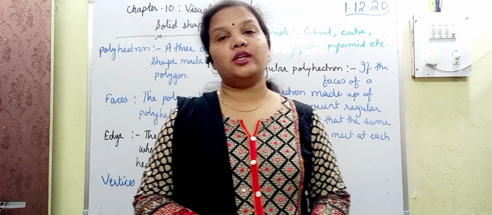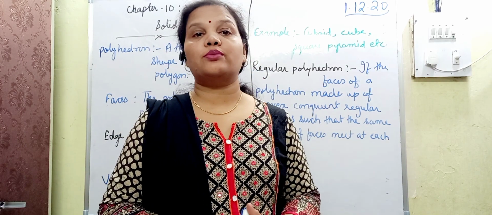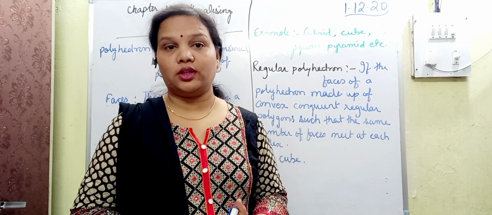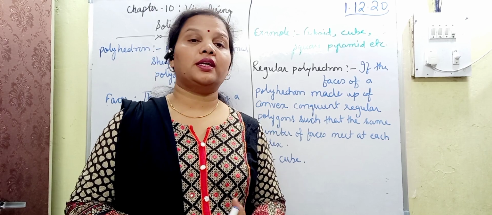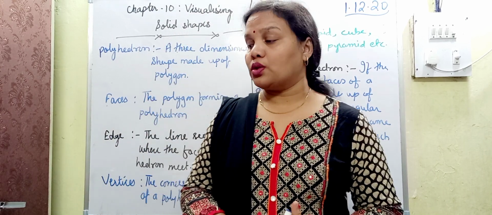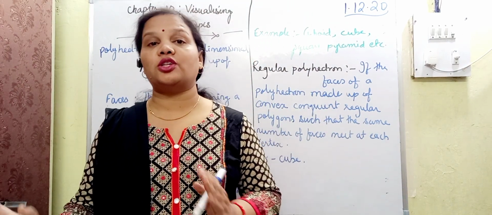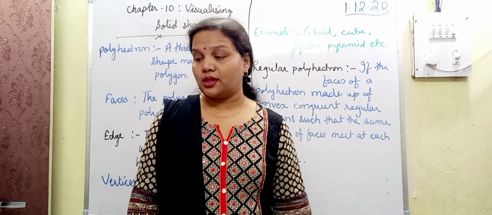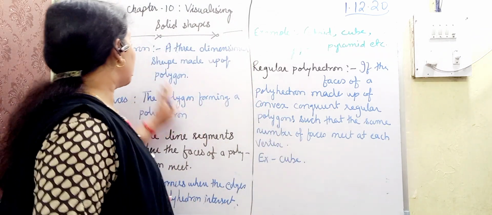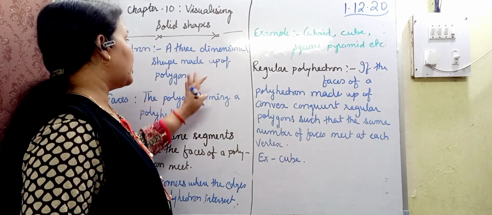Okay, good evening students. Today we will again continue with the same chapter, which is visualizing solid shapes, and today we will study about polyhedrons. So what are polyhedrons? A polyhedron is actually a solid shape which is made up of different polygons, right? It is a three-dimensional shape made up of polygons.